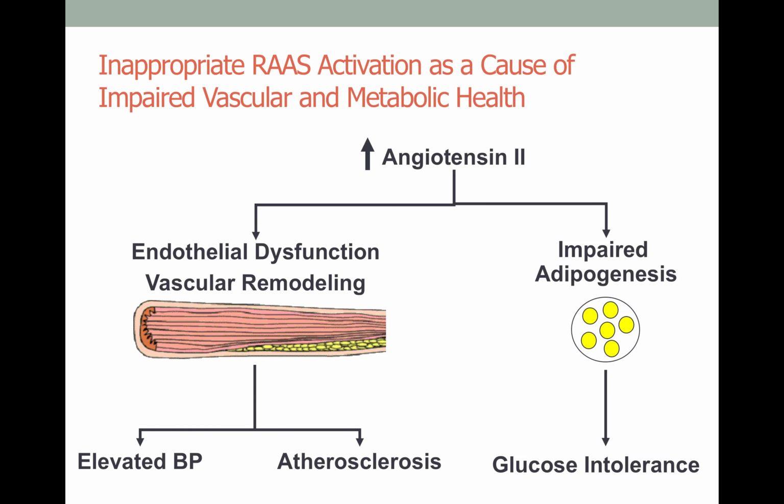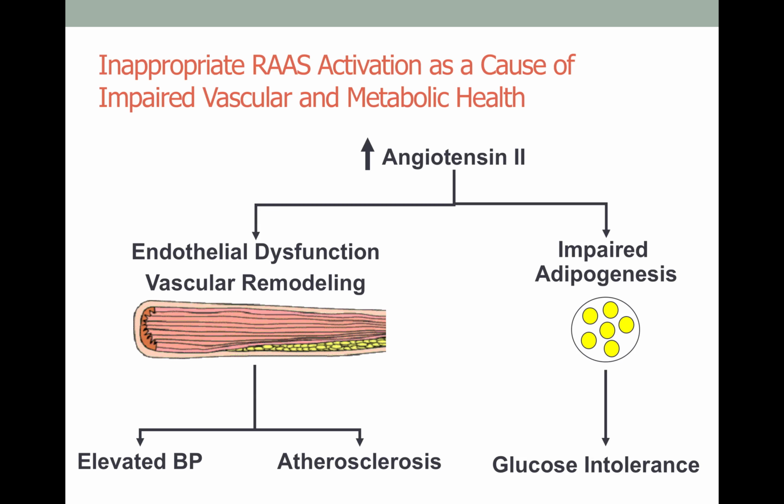Okay, so what's the real problem here? Aside from increasing blood pressure, there are other effects where certain molecules within the RAS system seem to impair vascular and metabolic health. So this figure is really just focusing on angiotensin 2. There is now an increasing accumulation of literature looking at other molecules like aldosterone and AVP as well.